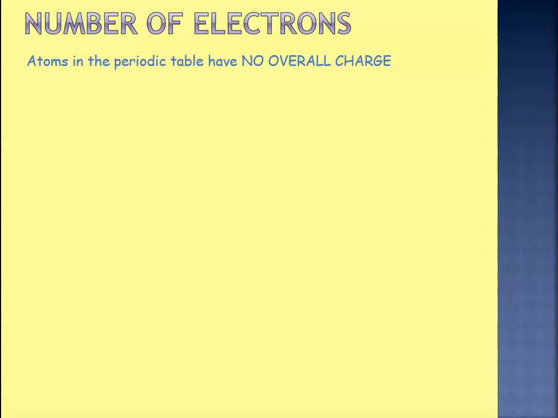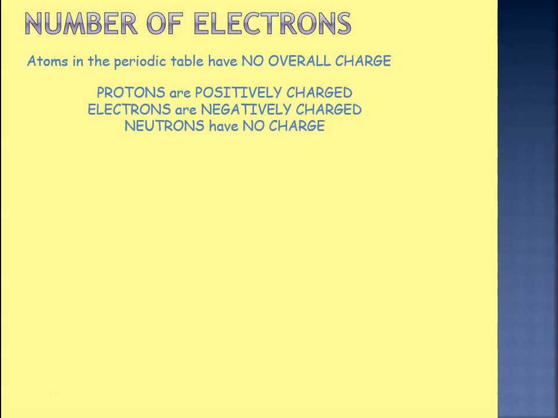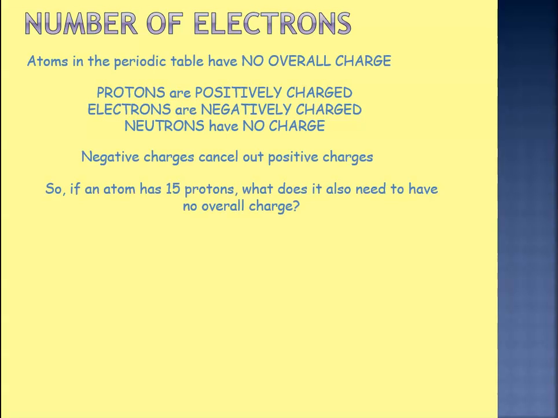Now, how do we work out the electrons? Well, atoms in the periodic table have no overall charge. We saw from our table a minute ago, protons are positively charged, electrons are negatively charged, and neutrons have no overall charge. Now, negative charges cancel out positive charges. So if an atom's got 15 protons, what does it also need to have no overall charge?